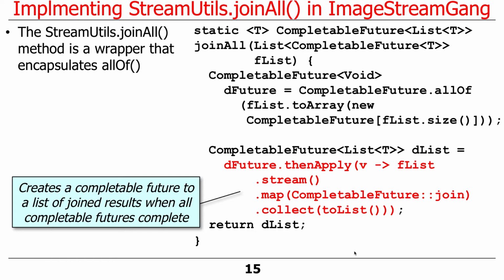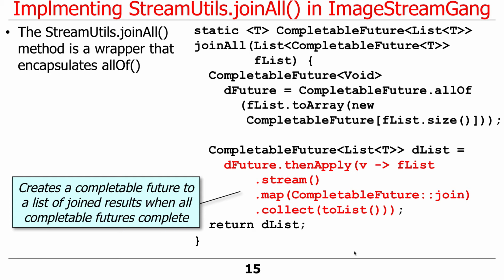So with allOf, you can actually pass completable futures of many different types. So there is no single type. You could have a completable future of integer, completable future of long, completable future of image, and you can pass them all into allOf. So there's no way to say with certainty what the particular type will be of any of the elements that are completed. So they punt, they just say, well, it's just void. So you have to figure it out.